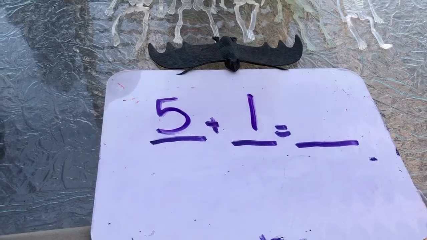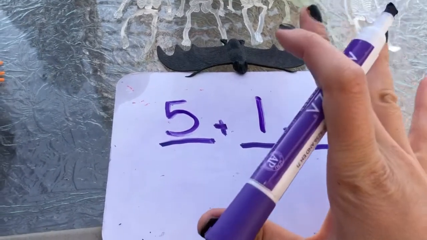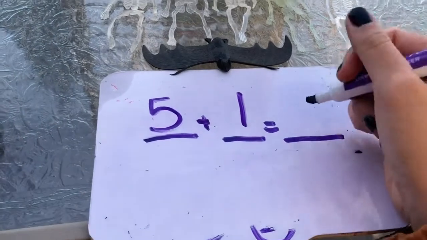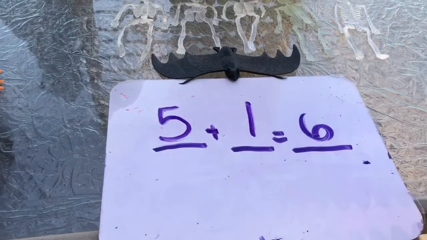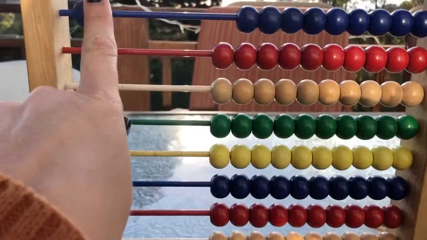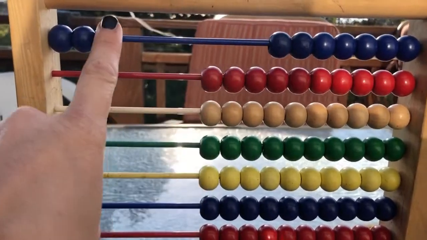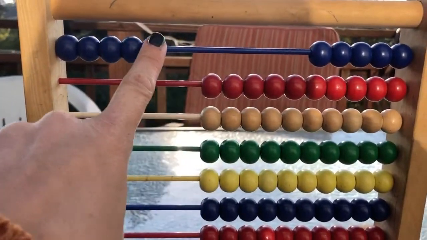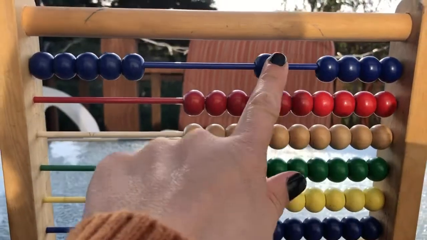Can I show that on my fingers? 5 plus 1 more is 6. Beautiful. And I could show it on my Rekenrek too. 1, 2, 3, 4, 5 was my first part, and 1 was my next part.